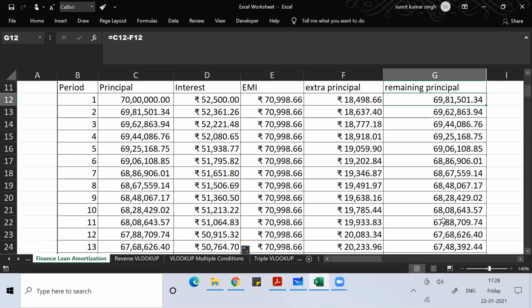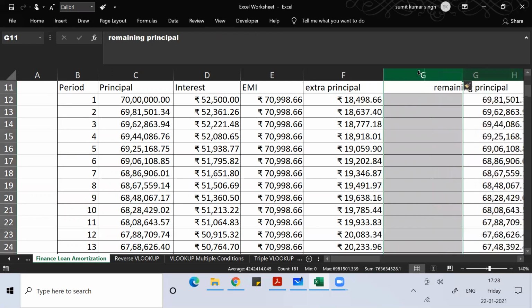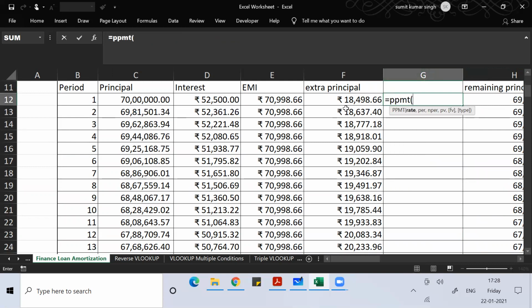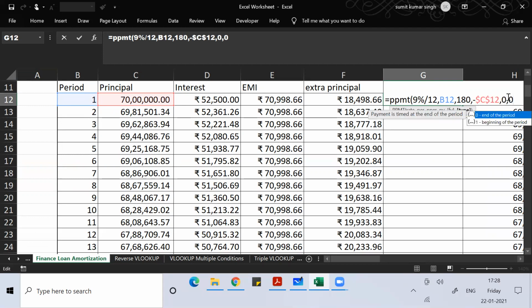And to find the extra principal paid, you can use the formula called PPMT. In the same way, the rate is 9% divided by 12, and PER is 1, comma, NPER will be 180, which is 15 into 12. PV would be the 70 lakh. Fix this cell. FV will be 0, type will be 0.